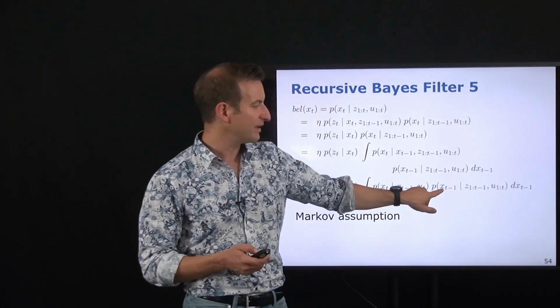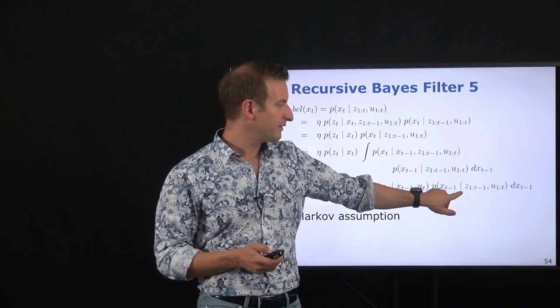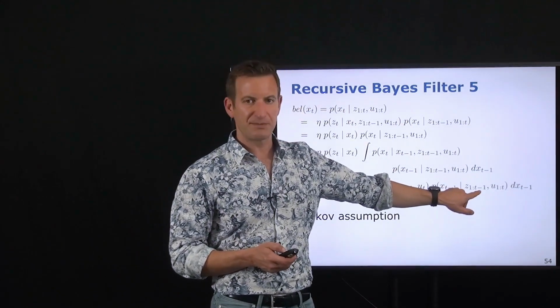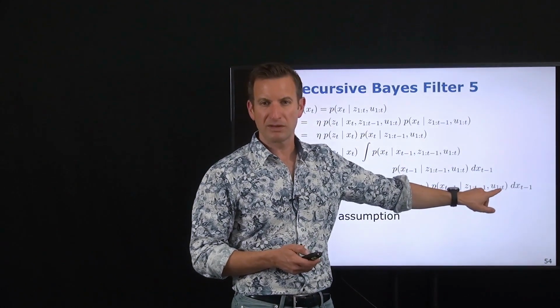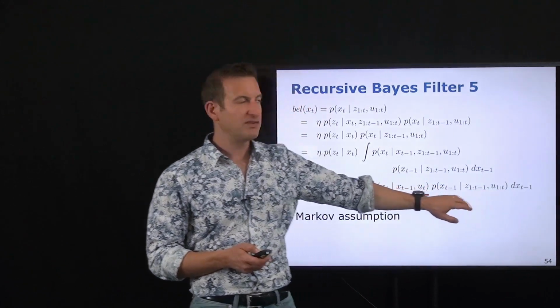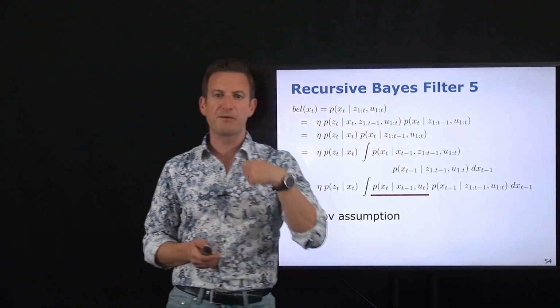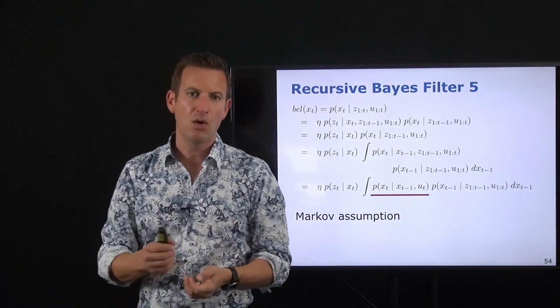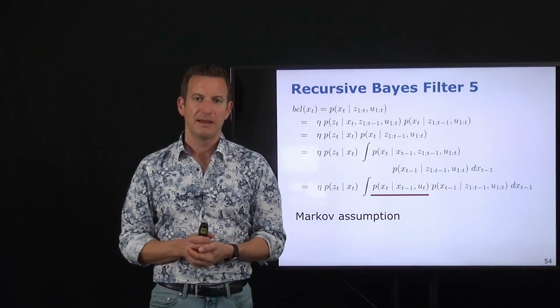So what do we have here? We have the probability of where I've been in the previous point in time, given all observations up to the previous point in time, and all control commands up to the previous point in time, plus ut, the last control command. So basically it's the same distribution that we started with, except that we have one further motion command. So I know which motion I execute in the system.